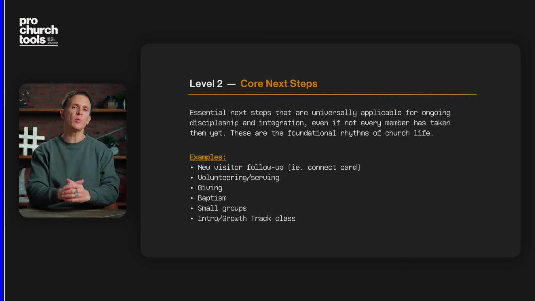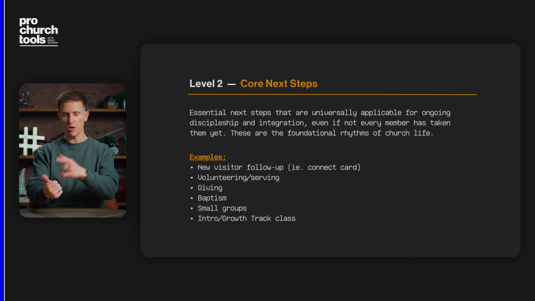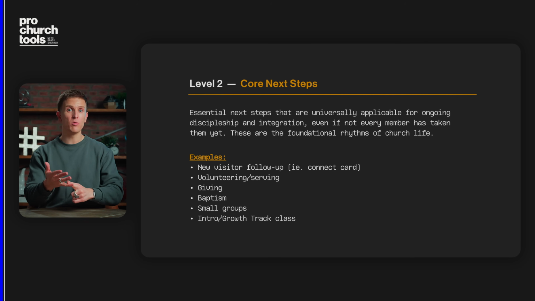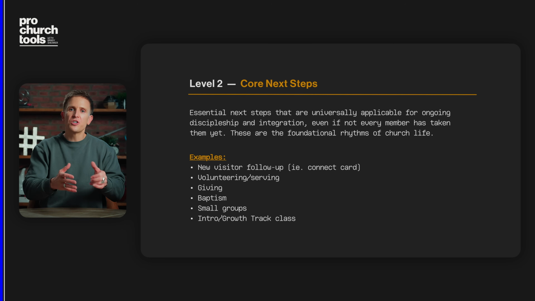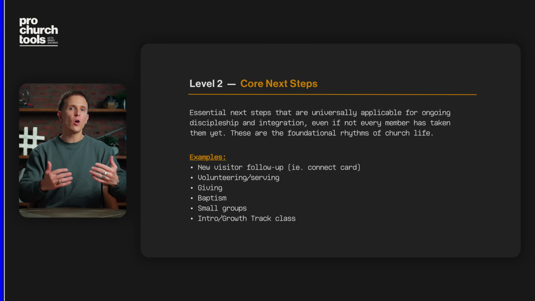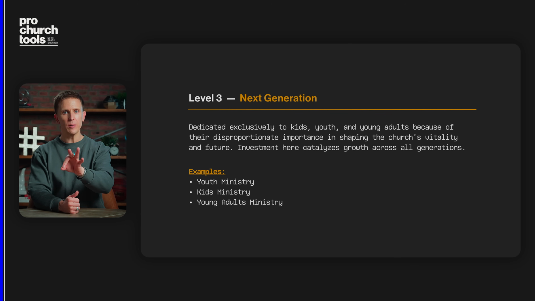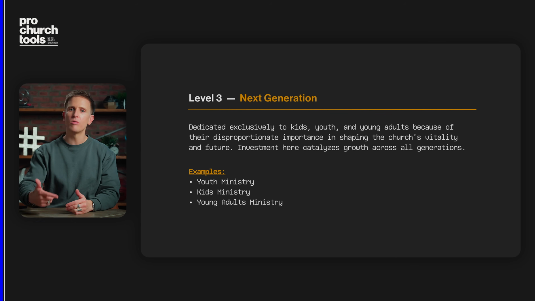These are the critical opportunities that ideally every person in your church engages in at some point. Volunteering, giving, baptism, small groups, your intro class, whether you call it growth track, next step, something else, first impressions, and the new visitor connection. These aren't one-time events, they're ongoing rhythms, and they form the backbone of discipleship in church, which is why they get their own level. Level 3, next generation, kids, youth, young adults.